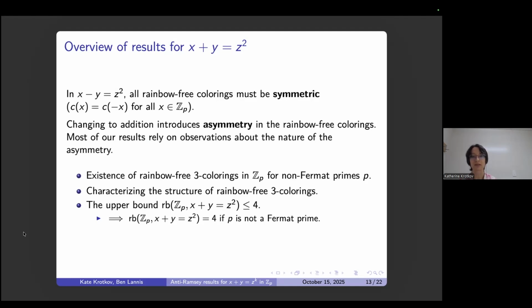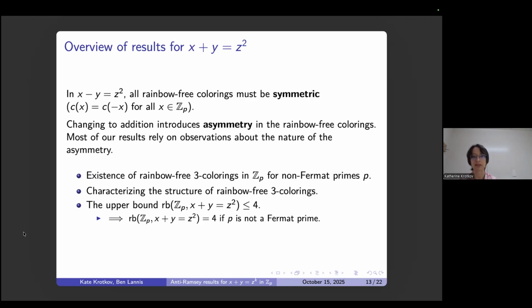Changing the subtraction to addition means that we actually had some asymmetry introduced into the rainbow-free colorings. And by that I mean there's some x such that the color of x is not the same as the color of minus x. And we cannot use any of the techniques that everyone else did for basically every single result that we've been able to find in the literature about Rainbow-Ramsey results; they use the existence of a dominating color. We cannot do that. But what we have that the other nonlinear equation does not have is asymmetry. And we got our results by classifying the asymmetry and putting restrictions on it.